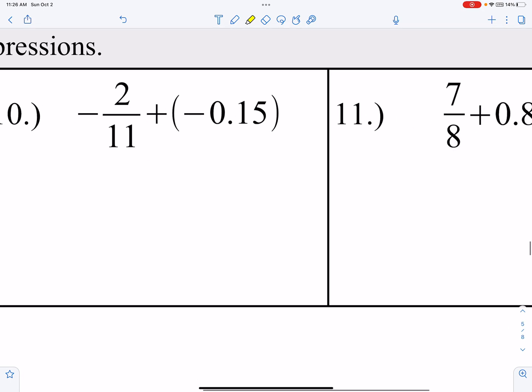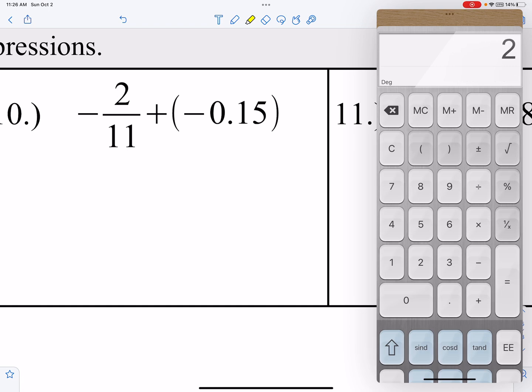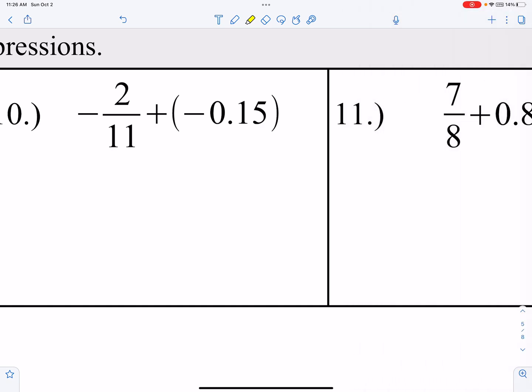I already have a decimal, so let's see if 2/11ths, 2 divided by 11, makes a terminating decimal. It doesn't, so we cannot do that. So we're stuck turning the decimal into a fraction. We know the easiest way to do that is to just read it and write what you say. Okay, so I read this as 0 and 15/100ths. We still have the negative, and that's -15/100ths. So here's my new problem: -2/11ths plus -15/100ths.